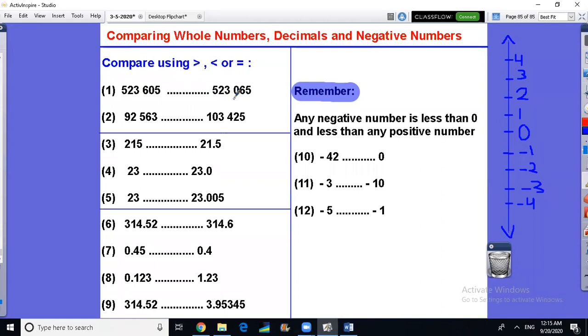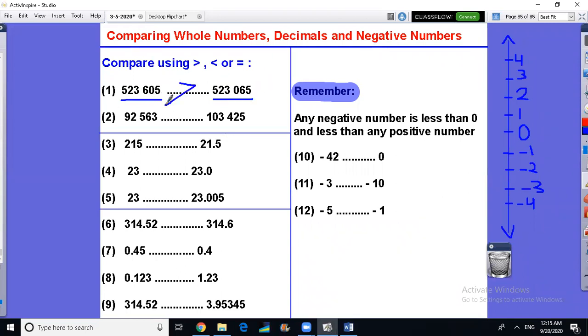To be able to compare whole numbers, the first thing that you must do is to count the number of digits. Here we have 6 digits, here we have 6 digits. As long as both of them have the same number of digits, then we can start comparing from left to right. So here the first digit is 5, 5, 2, 2, 3, 3, 6, 0.